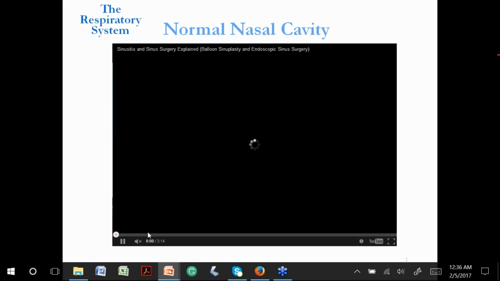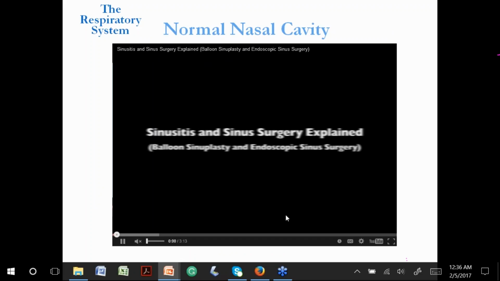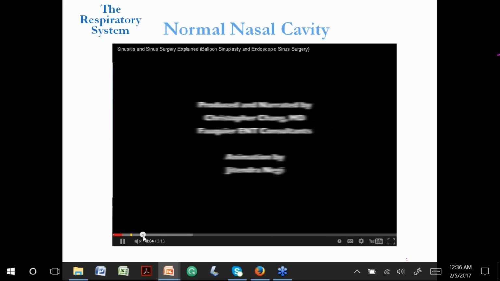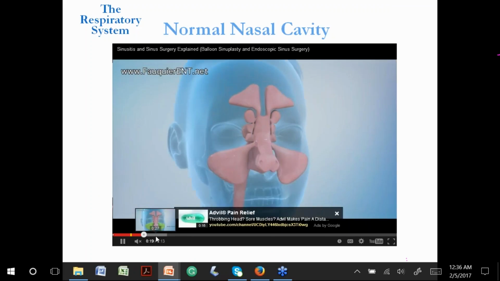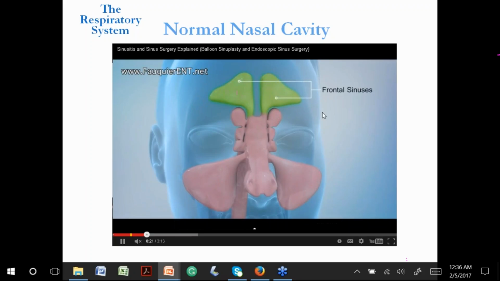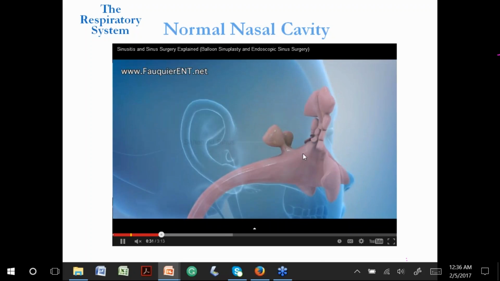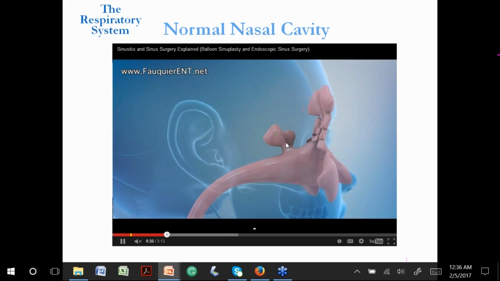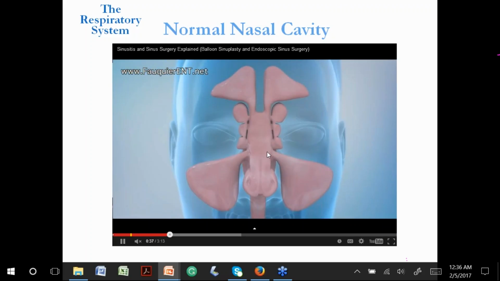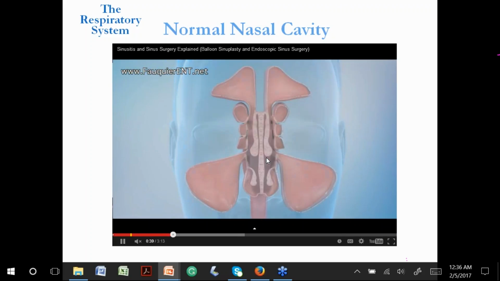So here we are going to see, let me see if I have something. All right, so here we have the frontal sinuses, as you see here. We have the maxillary sinuses, and see the connection with the nasal cavity. We have the ethmoidal sinuses. And here posteriorly we are going to have the sphenoidal sinuses, 1 and 2, and they are going to be in contact with the nasal cavity.